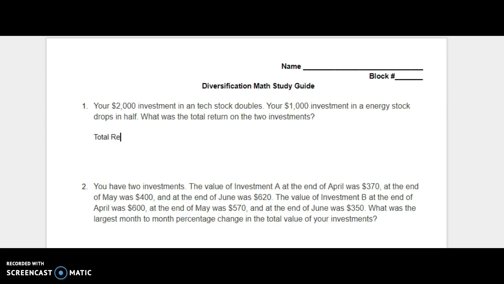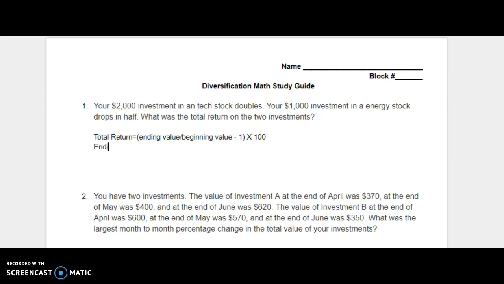So the actual equation for total return is going to start with our ending value, so what we ended with. Then we're going to divide that by our beginning value, so our original total of our investment. And then we're going to subtract that number by 1, so we make sure that we subtract out our original investment. And then we are going to multiply that by 100, since we will get a decimal, to see what percentage our total return on the two investments was.